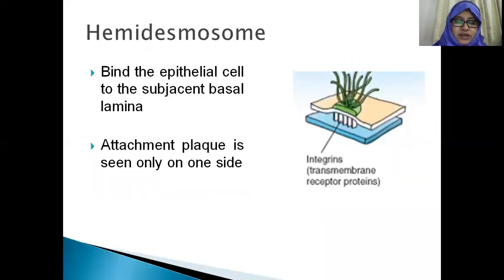Now, hemidesmosome. This is a special type of junction which is present in the basal part of the cell that binds the epithelial cell to the subjacent basal lamina.